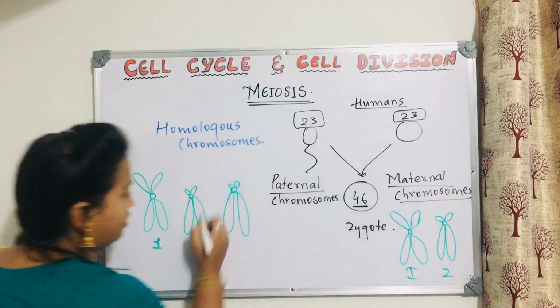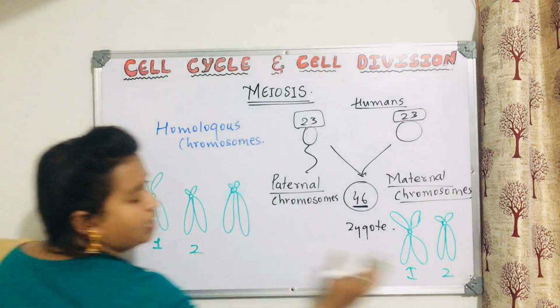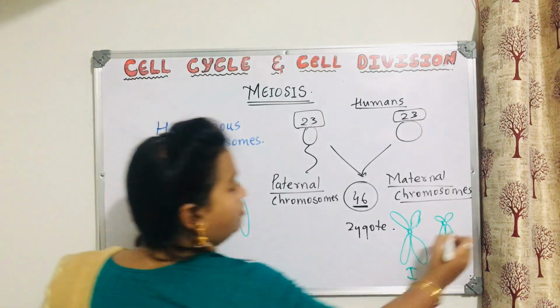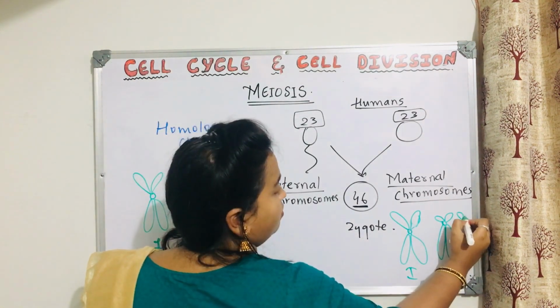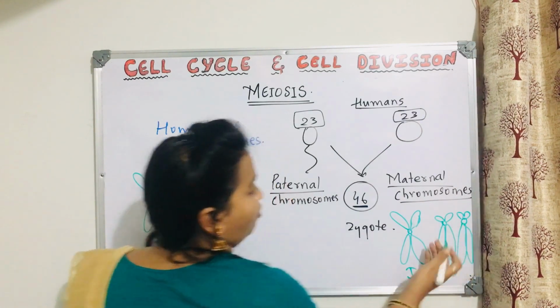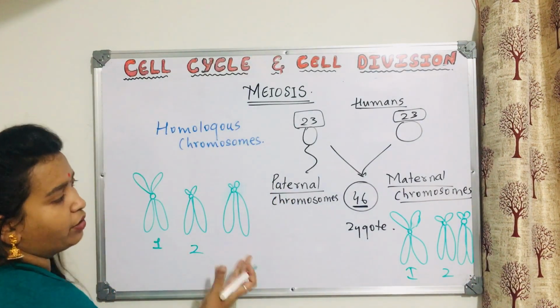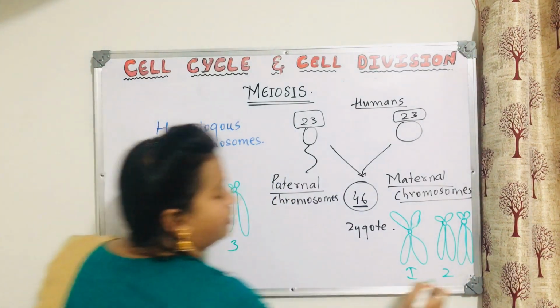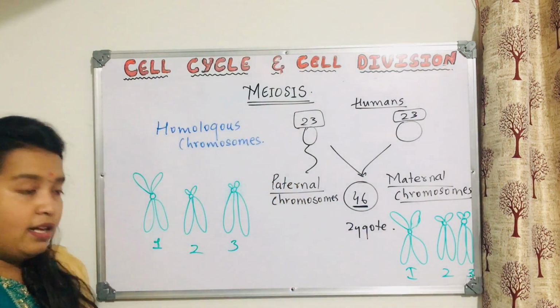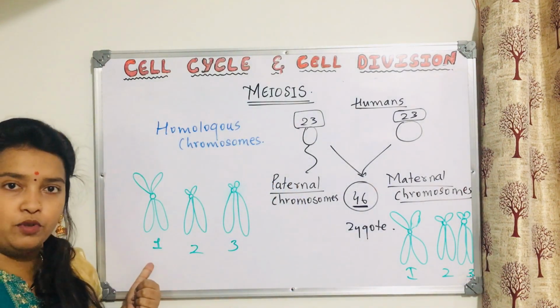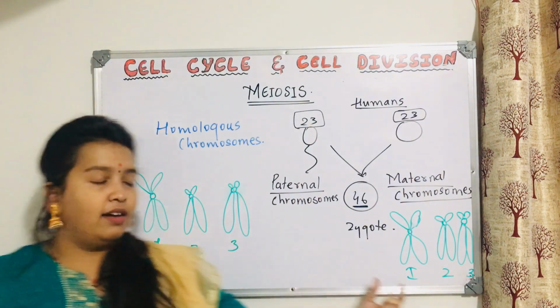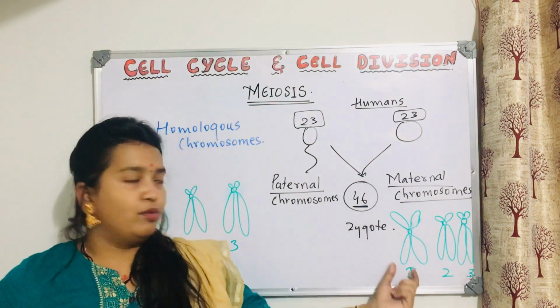Second one, they both are same. Third chromosome, they are almost similar only. I am just trying to explain to you. This is third. Likewise, now this first chromosome has the same partner in the maternal chromosomes also.